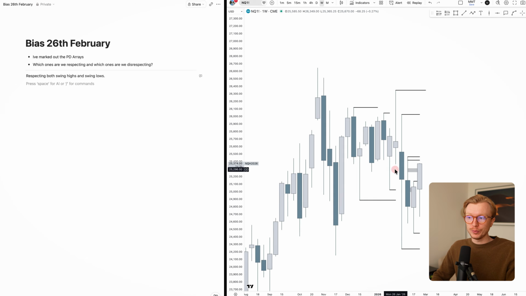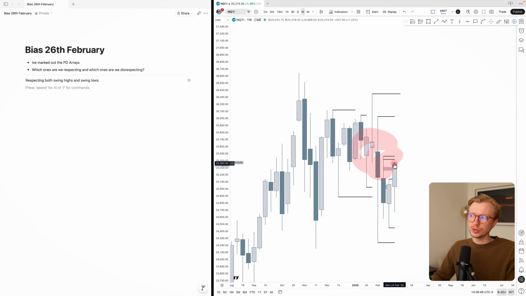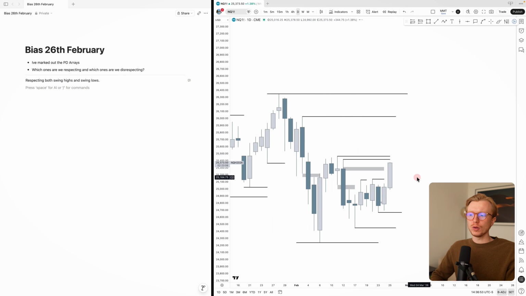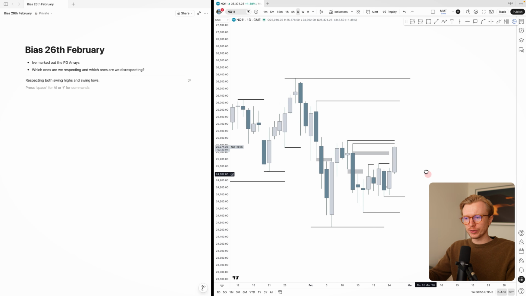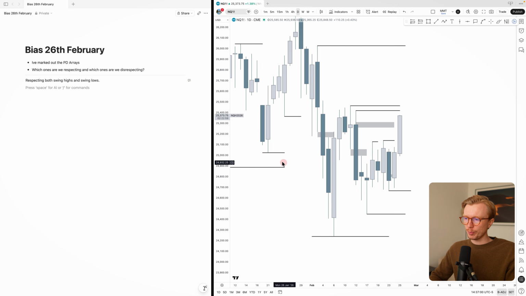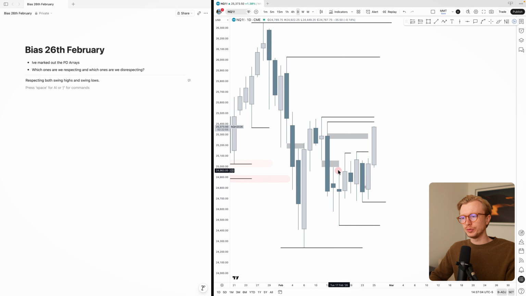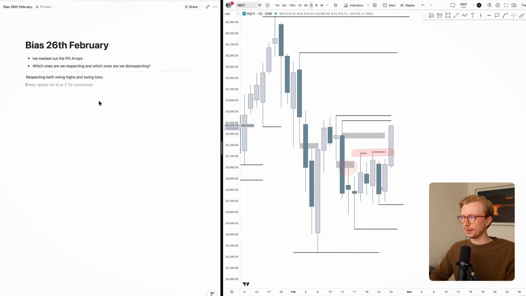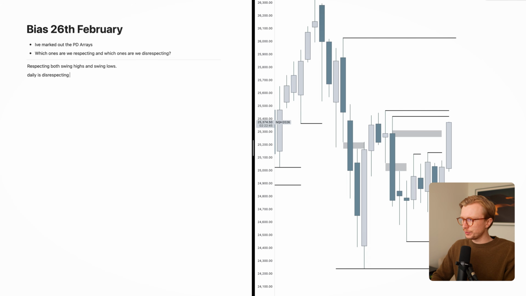And that's also the main reason why we have been consolidating for such a long time on NASDAQ, on ES, on the indices in general. But if we go into the lower time frame, the daily and the 4-hour time frame, I do think it clears up a little bit more. Because here we see we are respecting a couple of swing lows right there as well, on the daily time frame. But at the same time, we're also disrespecting bearish fair value gaps and disrespecting swing highs right there. So the daily is disrespecting swing highs and bearish fair value gaps.